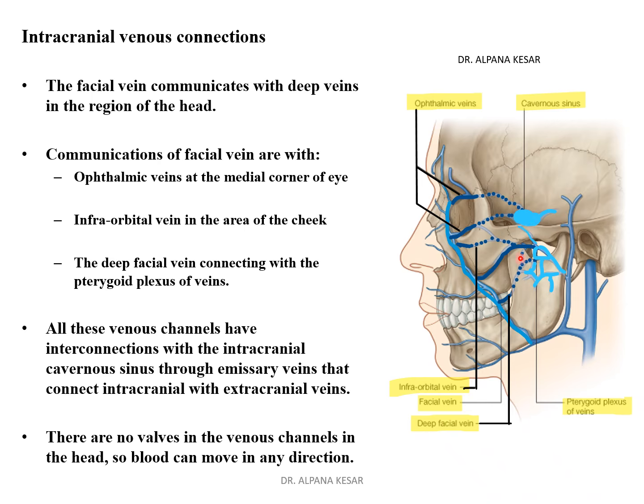or it is connected to the pterygoid plexus of veins and then pterygoid plexus of veins is connected to the cavernous sinus. So through these communications of the facial vein, that is the ophthalmic veins, infraorbital veins and deep facial veins, the facial vein communicates with the cavernous sinus either directly or indirectly.